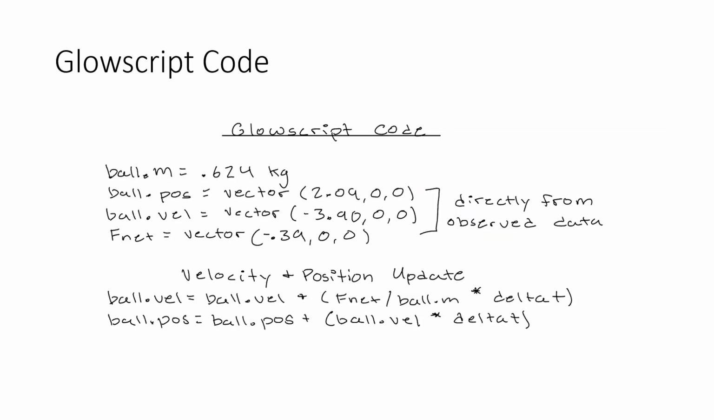In my GlowScript code, I had four variables: mass, position, velocity, and force net. All of those, except mass, were derived directly from the tracker data. So the initial position, the initial velocity, and the force net were calculated from that. And then to actually create motion, I used the velocity update formula, which you can see there using the variables I created earlier. And then I updated position using the position update, just multiplying velocity by change in t.